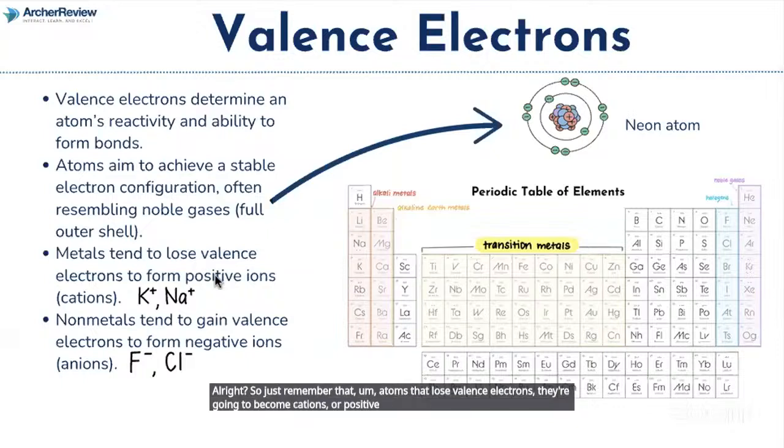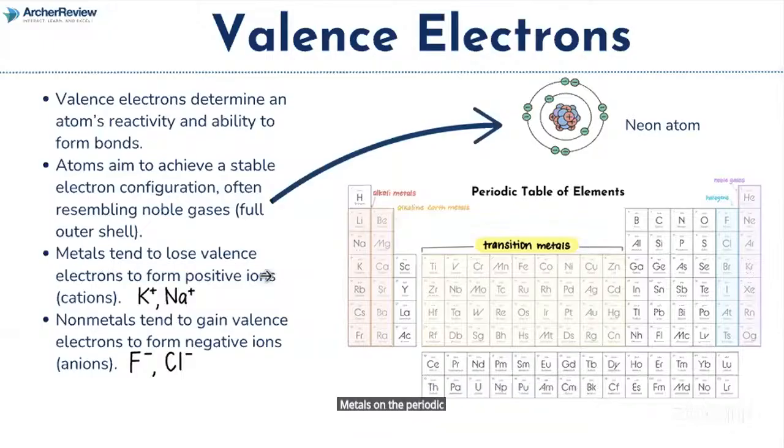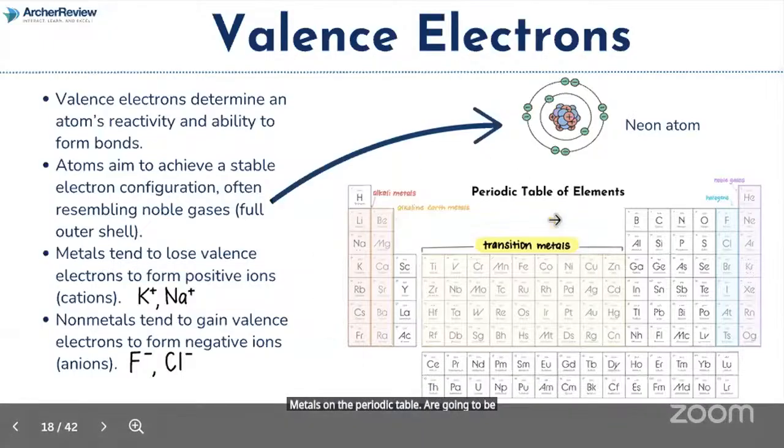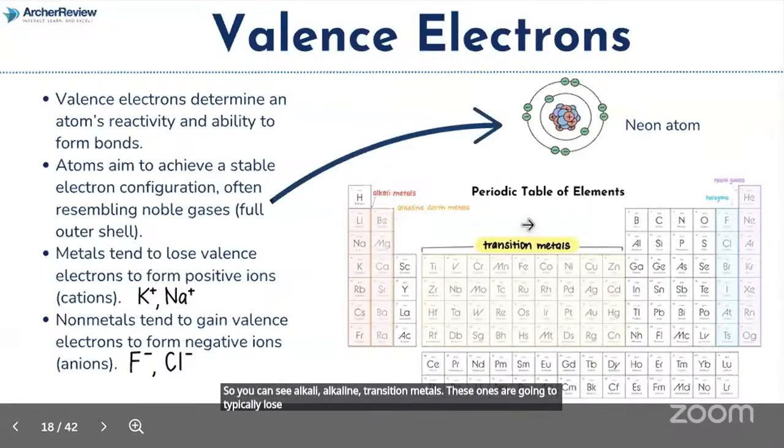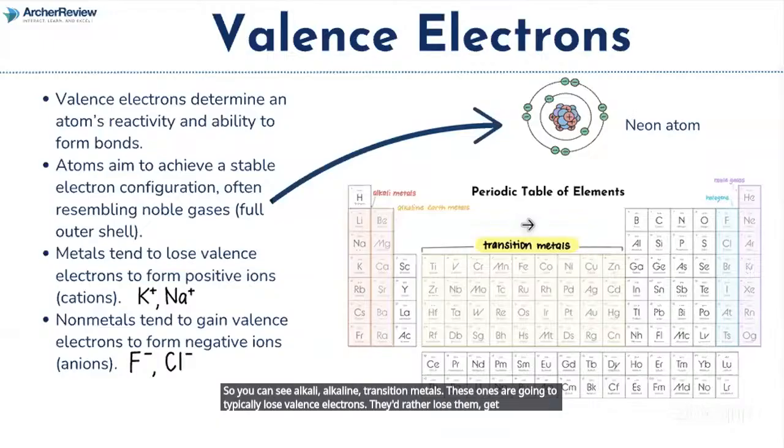And typically these are going to be metals. Metals on the periodic table are going to be on that left side primarily. So you can see alkali, alkaline, transition metals. These ones are going to typically lose valence electrons. They'd rather lose them, get rid of them, and in return, they become a positively charged ion.